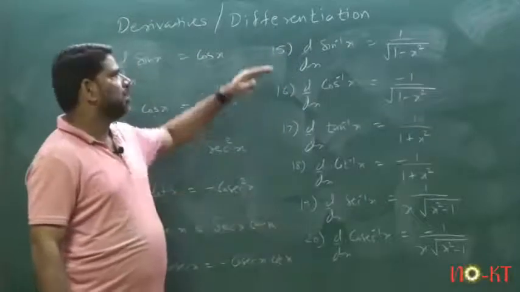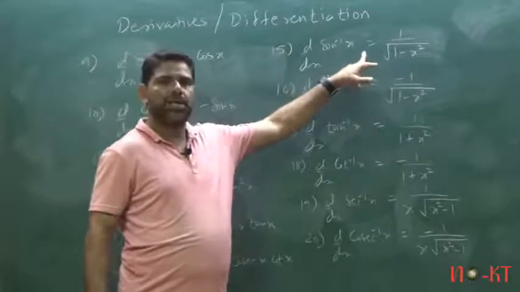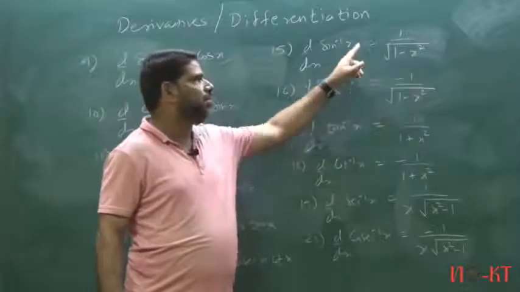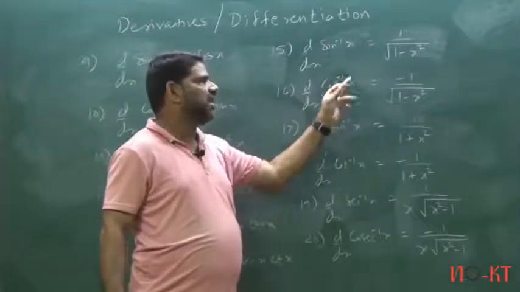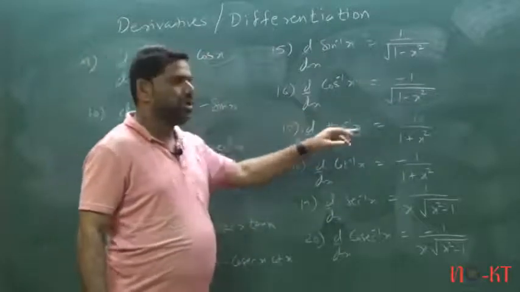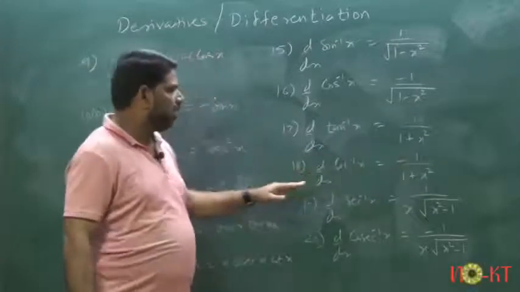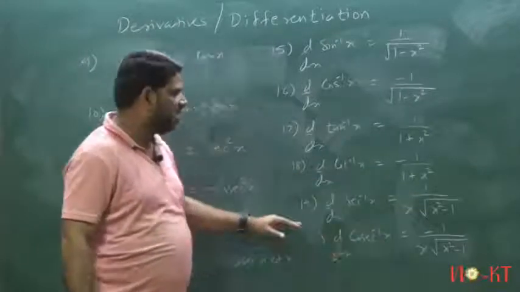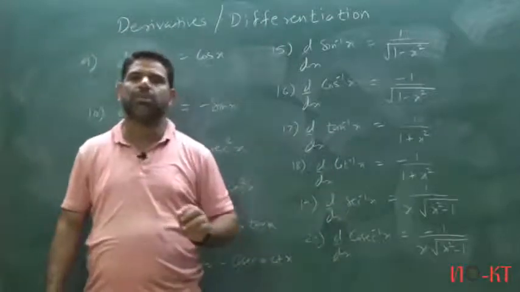Again we'll repeat. Derivative of sin inverse x is 1 upon root of 1 minus x square. Derivative of cos inverse x is minus 1 upon the same, only the sign is changed. Sin inverse x is plus, cos inverse x is negative, minus. Derivative of tan inverse x is the same, 1 upon 1 plus x square. Cot inverse x again is minus 1 upon 1 plus x square, only the sign is changed. Derivative of sec inverse x is 1 upon x root of x square minus 1, and in the same way derivative of cosec inverse x is minus 1 upon x root of x square minus 1.